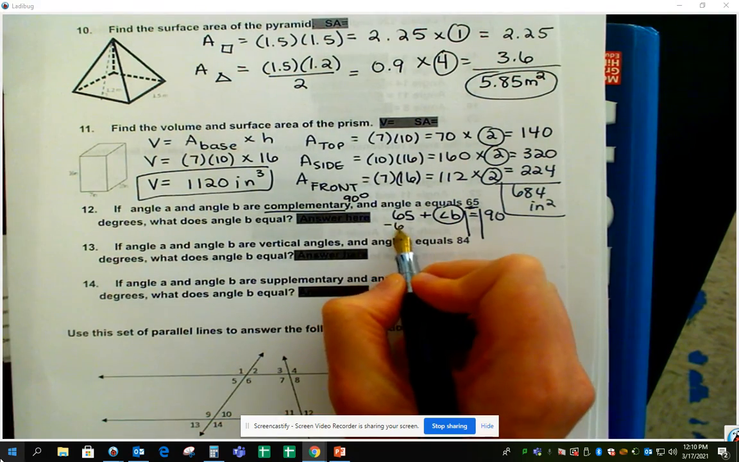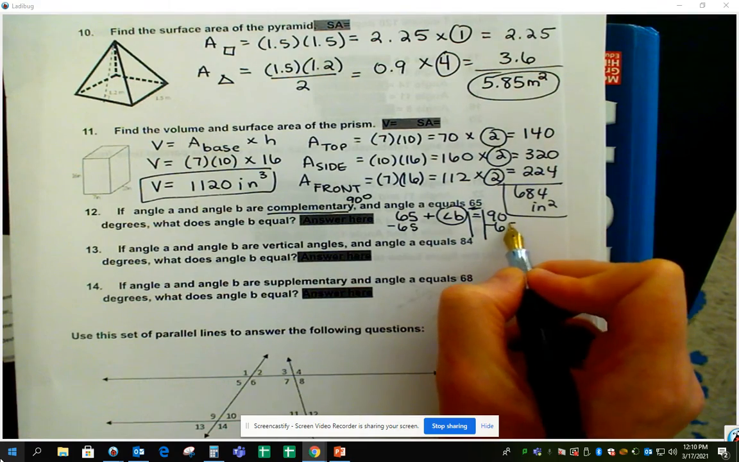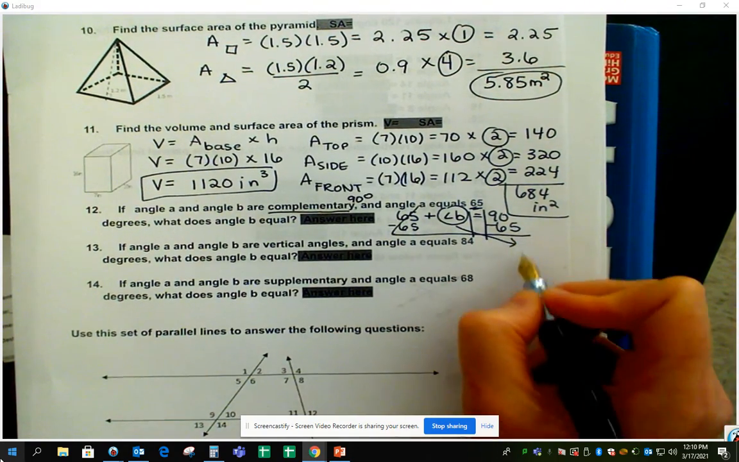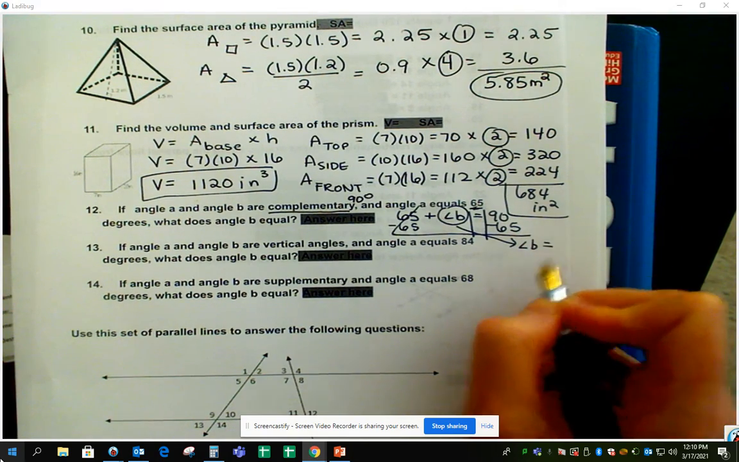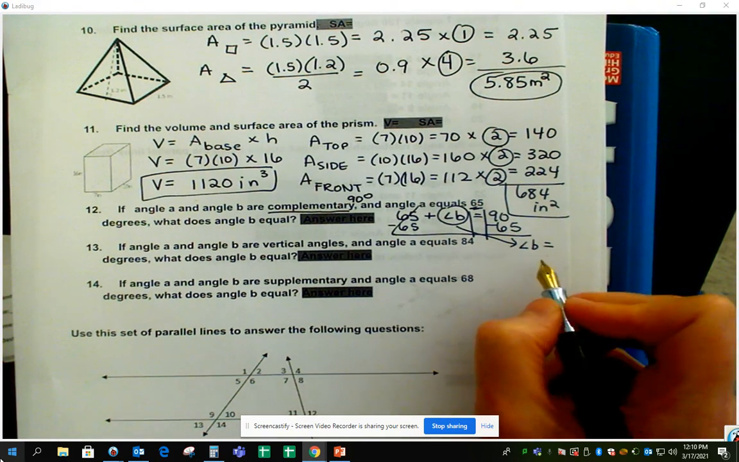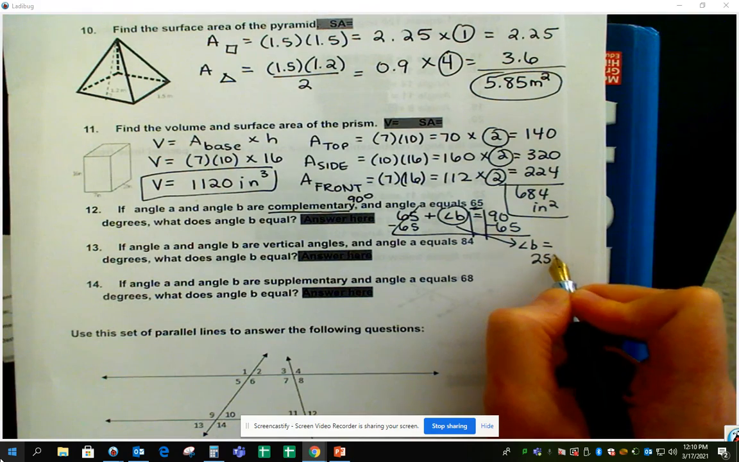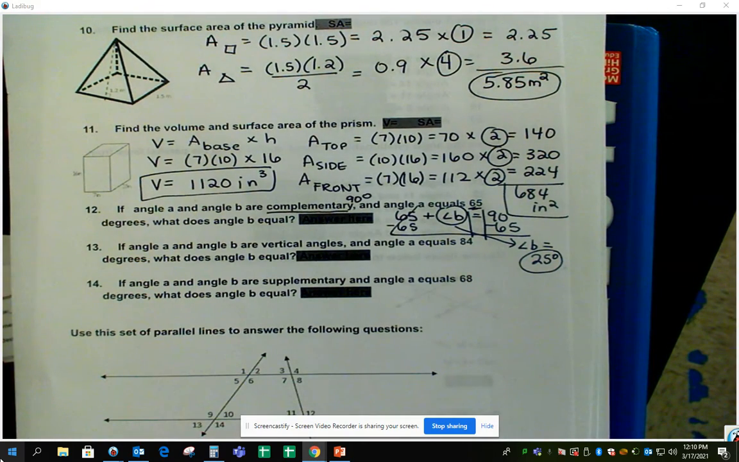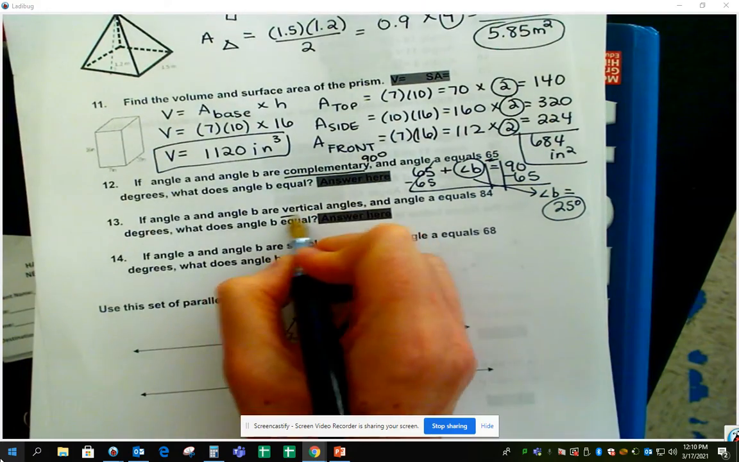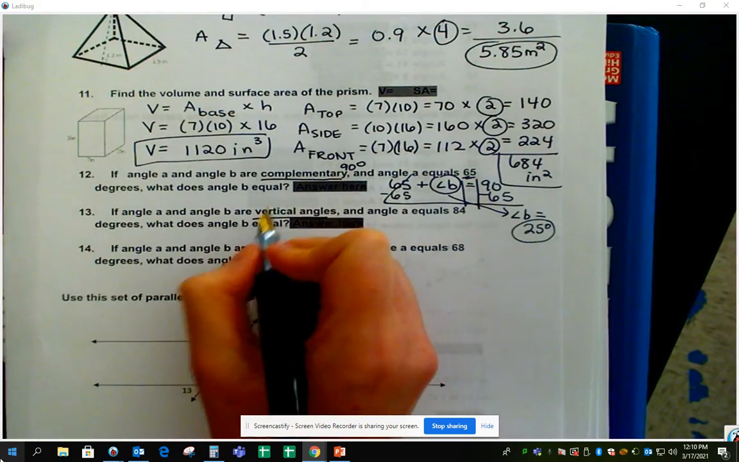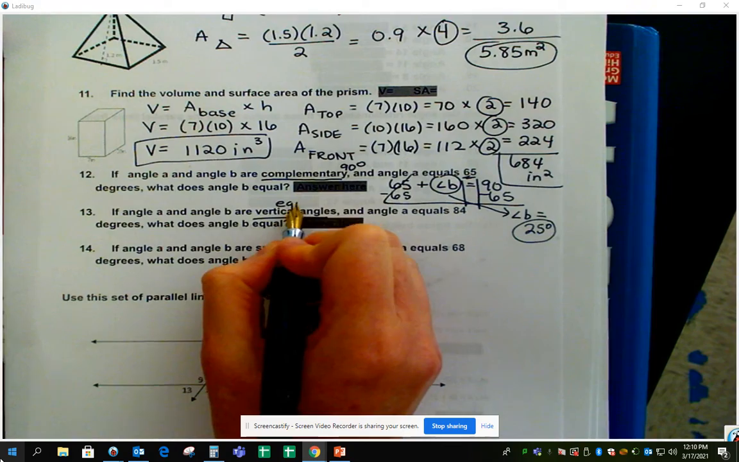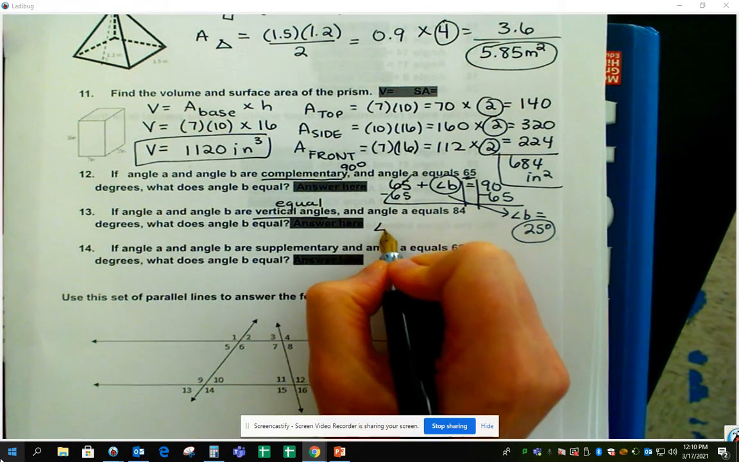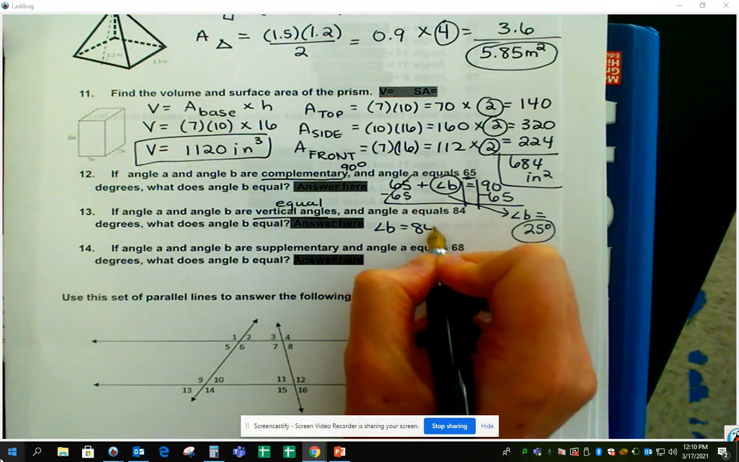We can say minus 65. That will make those cancel. And over here, I'm going to put angle B equals 90 minus 65 is 25 degrees. Okay, next one, angle A and angle B are vertical angles. Remember, vertical angles are equal. So if it tells us that angle A equals 84, then guess what? Angle B also has to equal 84 because they are equal.